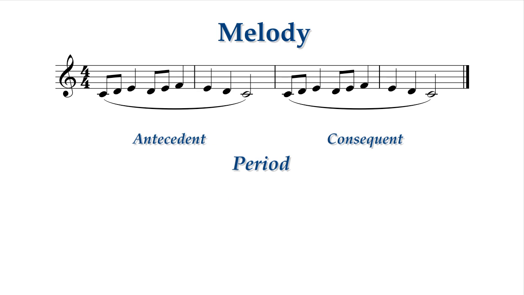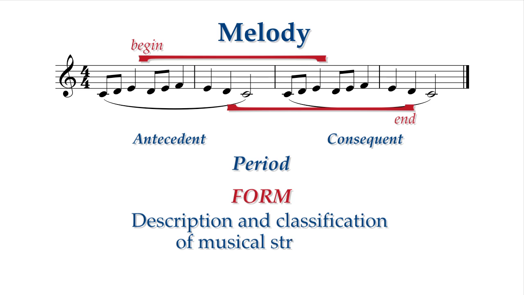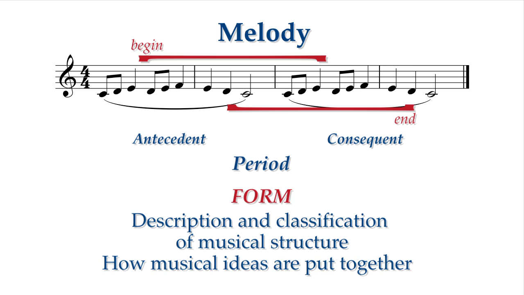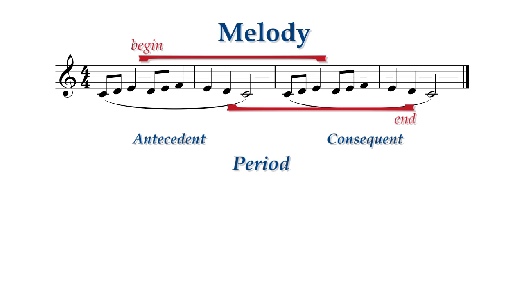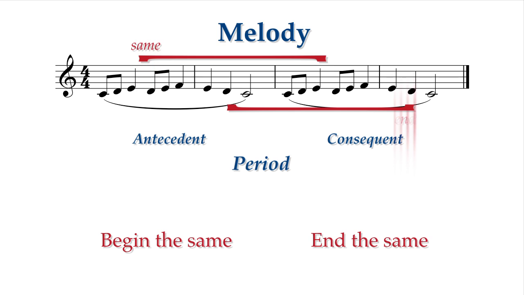We can describe the relationship between melodic phrases based on how they begin and end. The building of musical structures and how they vary is called musical form. If two phrases begin the same and end the same, we have an exact repetition or repeated phrases.